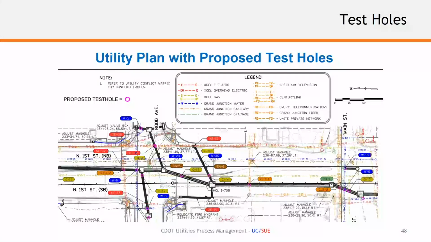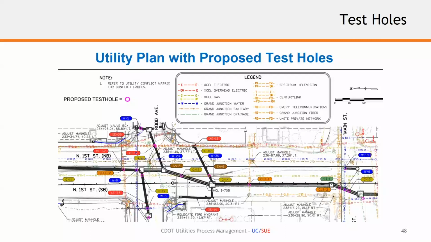So utility plan and proposed test holes, again, we're talking 30 to 90%. This is right around that 30 to 40% design level action item, and as close to post FIR as possible is where we resolve any of the design requirements coming out of 30%, really starting to focus in on the true conflict areas that we want to investigate via test holes.